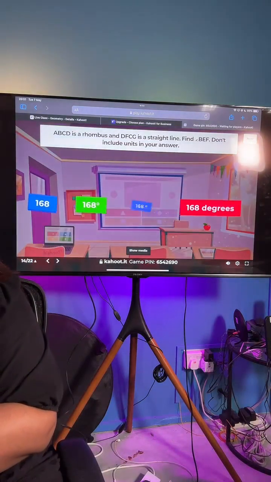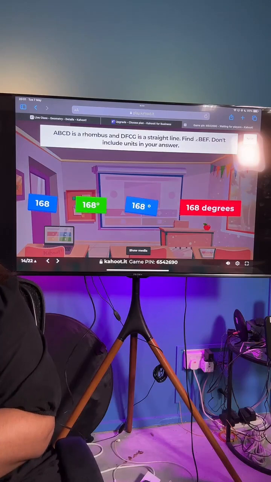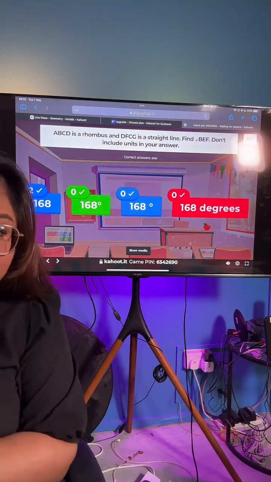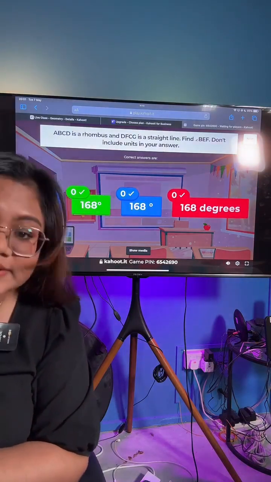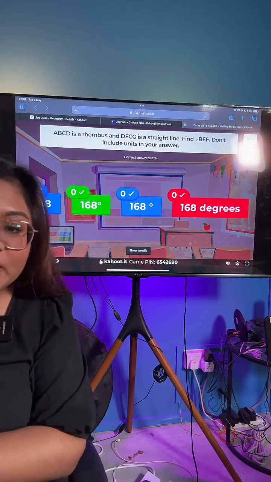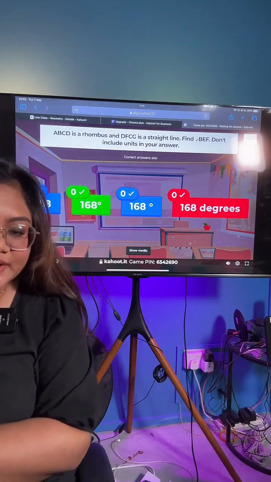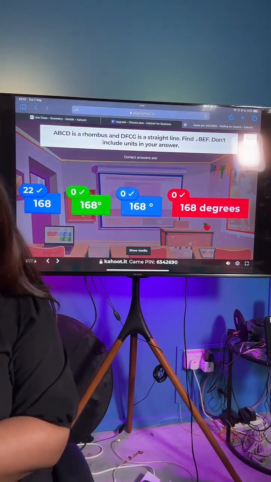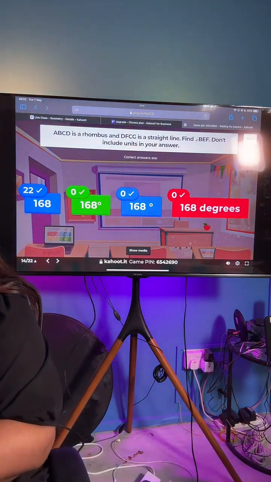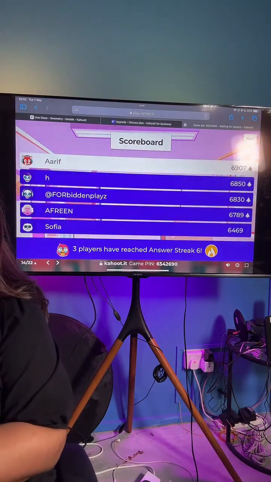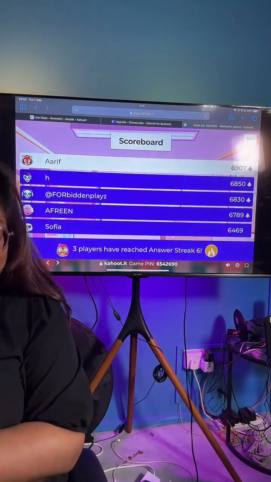All right, the correct answer is 168 degrees. There are only 22 people who got this right. Oh no. Yes, calculator is allowed. This is paper 2. I will explain. Again, it seems like there are people who actually appreciate the explanations. So let's take a look at the explanation here. We have Arif back at number 1 and Ryan is now number 3.